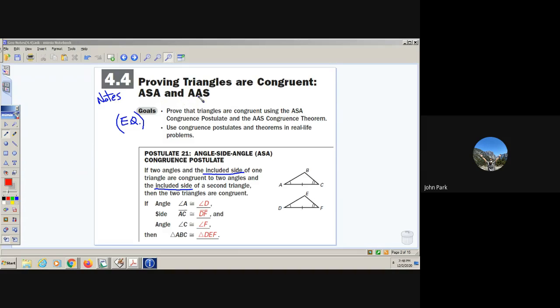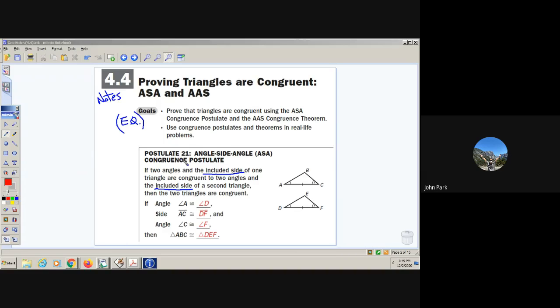So today we're going to continue with the shortcuts of proving two triangles are congruent, and we're going to add two more shortcut ways. This time it's ASA, which is angle side angle, and then angle angle side, AAS, right? This is a little bit more tricky, but again, these are shortcuts, ways of showing just three corresponding parts instead of showing all six, right? So that's what we're going to do today.